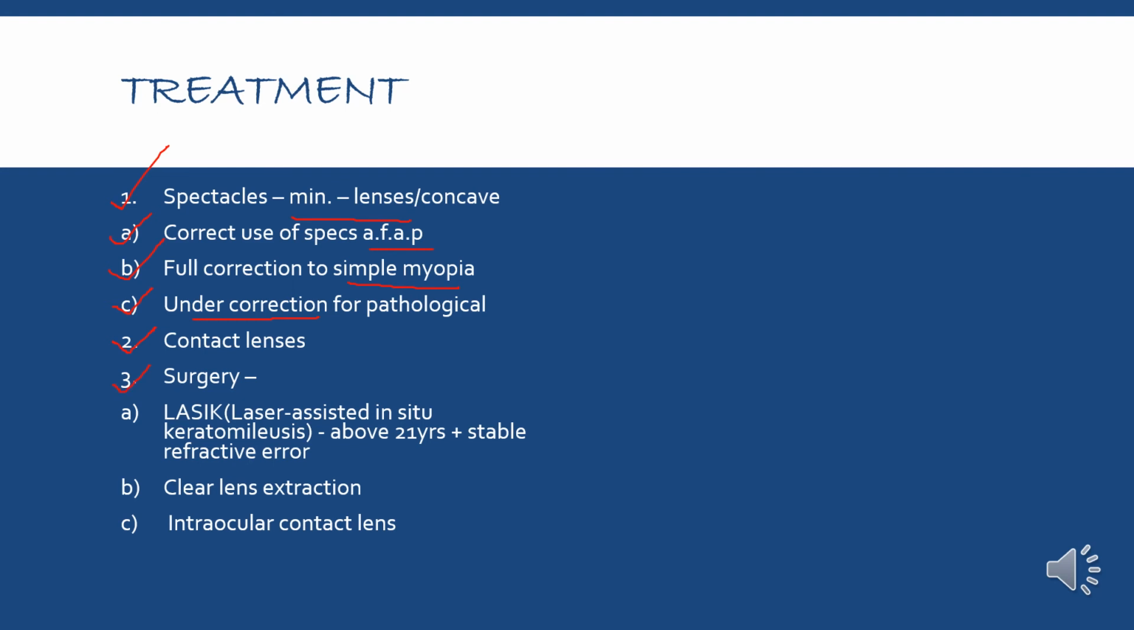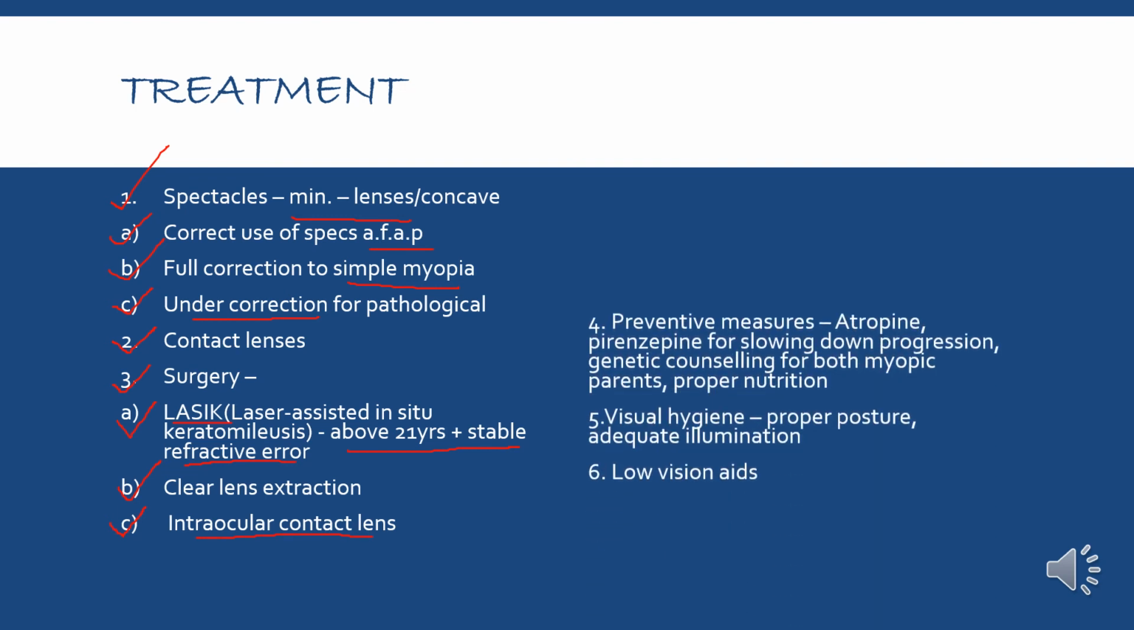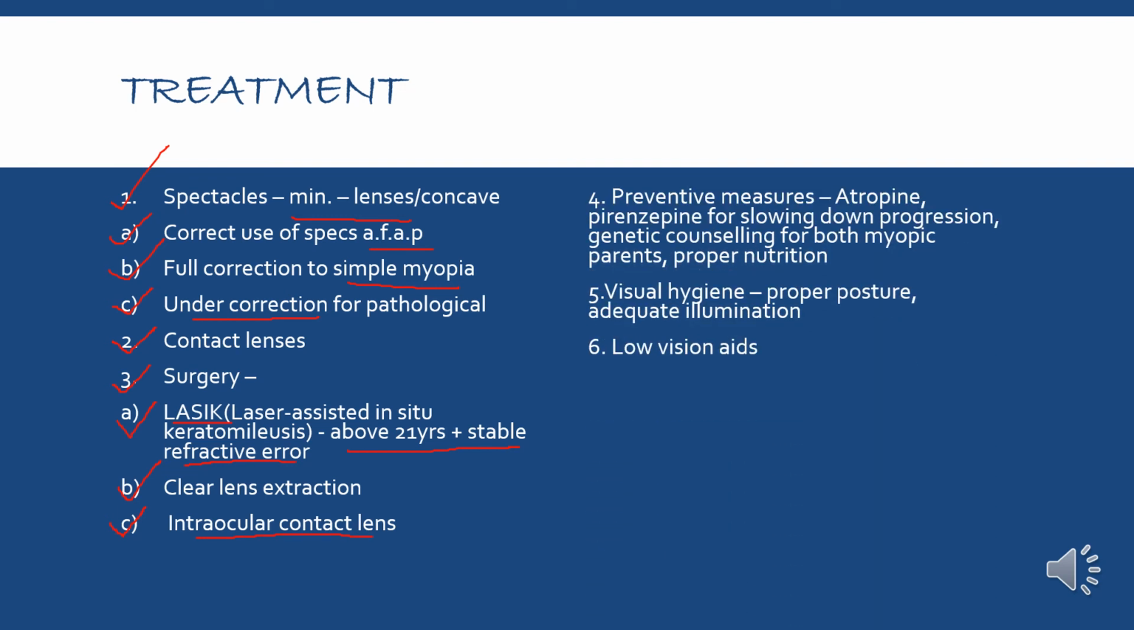Surgeries are for patients who do not want to wear spectacles and are intolerant of contact lens. The most popular surgery is LASIK, for people above 21 years and those with stable refractive error. The other options for surgery are clear lens extraction and implantation of intraocular contact lens within the posterior chamber or in the anterior chamber. Now the preventive measures.